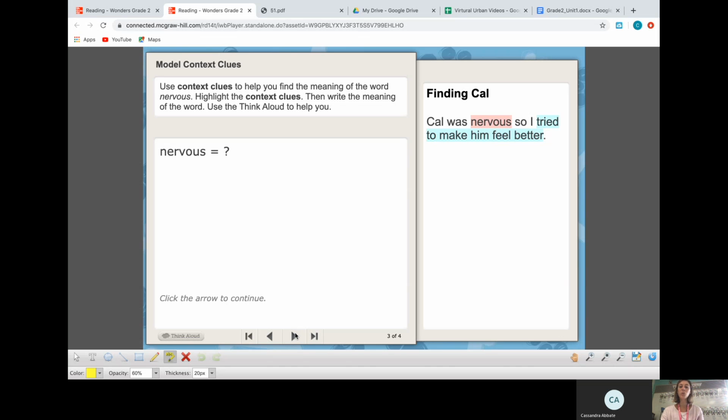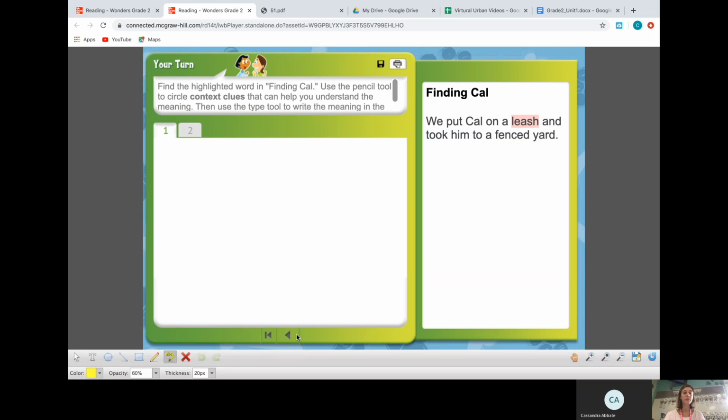So what does nervous mean? Try to make him feel better. Nervous means not relaxed. So you just can't get settled. You kind of have this feeling in your belly where maybe something just doesn't feel right. You're scared. But I think we all knew what nervous meant. This was just kind of to help us to understand how context clues work.